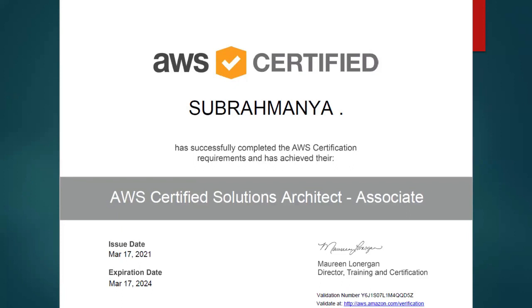My name is Subrahmanya. I have a decade of experience in IT. I work as a senior AWS data engineer. Before, I also worked as an AWS solution architect.